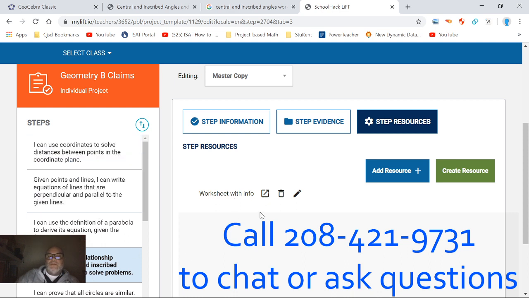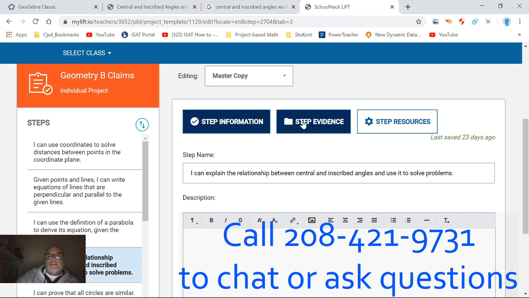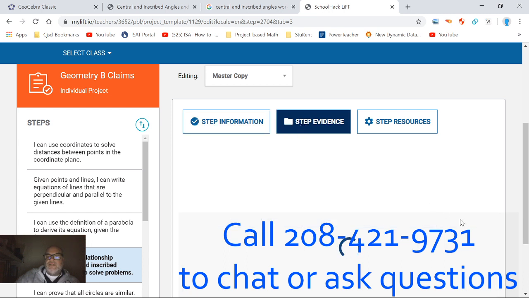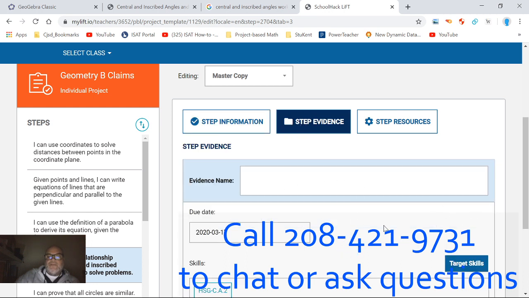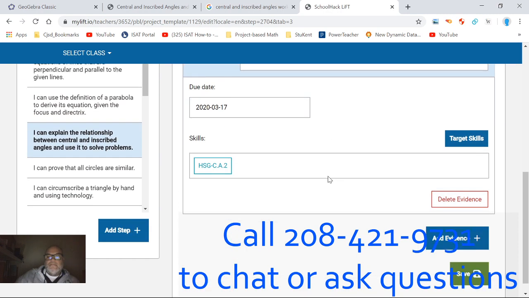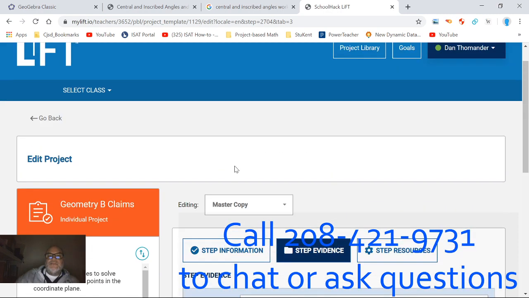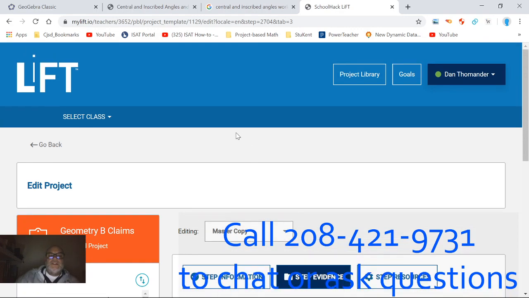If you go to this step in your geometry claims, you should be able to pull this worksheet up. I'm going to work through some of these problems in this worksheet. I'm not going to work through all of them, so I saved some for you to work through as well. Let's go back to the step information, and you'll have to add in some evidence here. I've got the spots already in there ready for you to add your evidence.